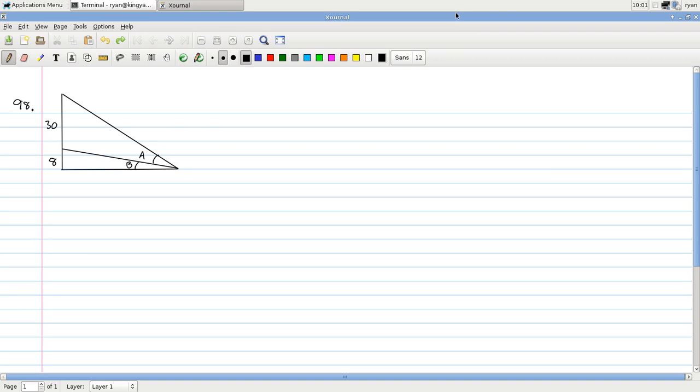Problem 98. Find the distance you must sit from a movie screen that's 8 feet off the ground and 30 feet high to maximize your viewing angle. So based on this diagram, we want to maximize A.